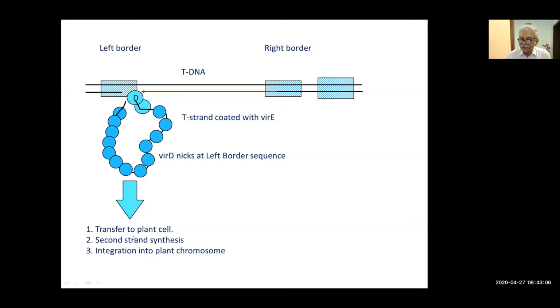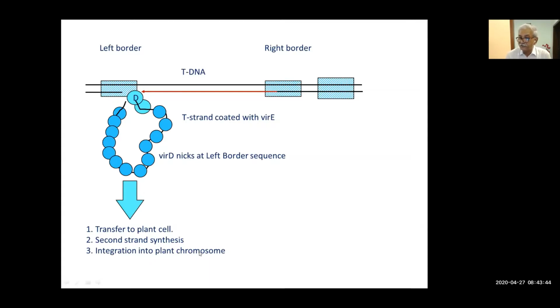And in the nucleus of the plant cell, it becomes double-stranded, and then that double-stranded DNA gets integrated into the plant chromosome at a random place. Every time the tDNA goes to the nucleus, it can be integrated into any chromosome at any place. So it's a random integration. You never know where this double-stranded DNA is going to be integrated into the plant genome.